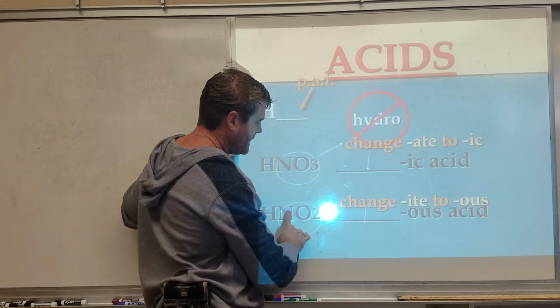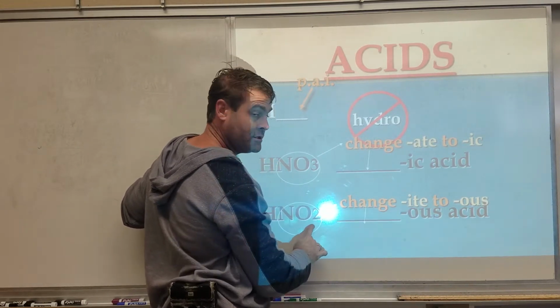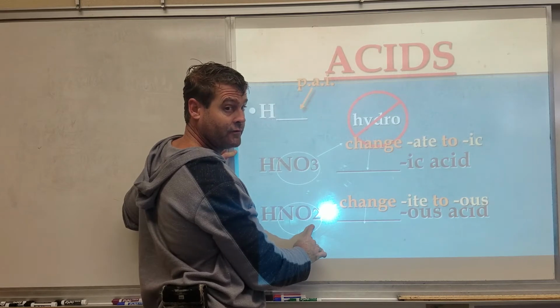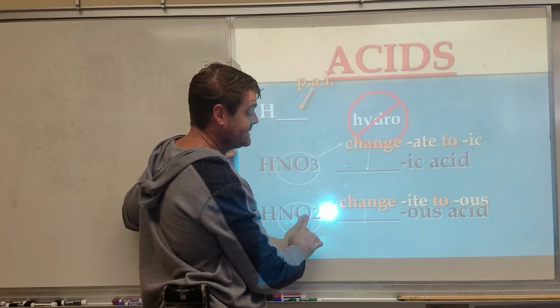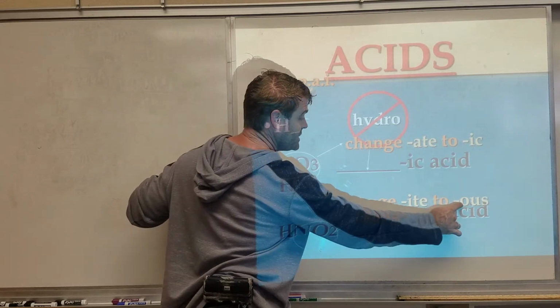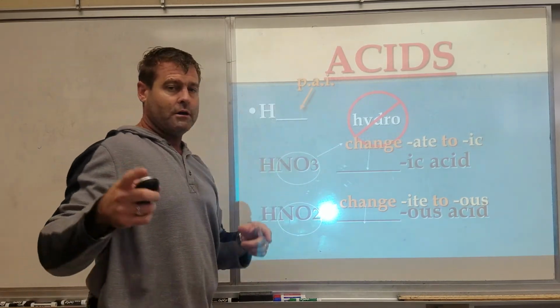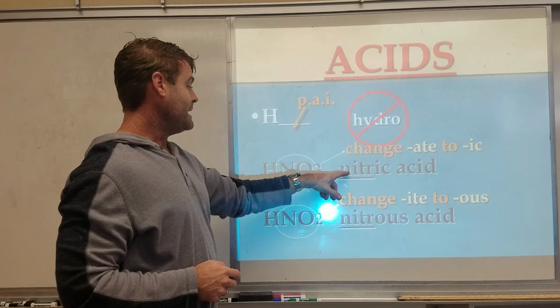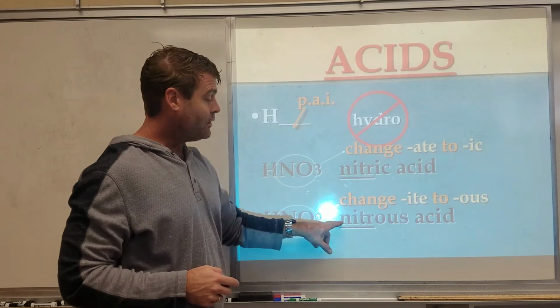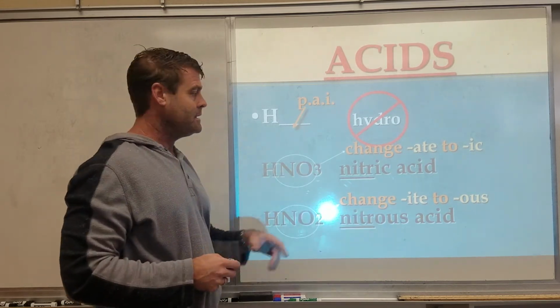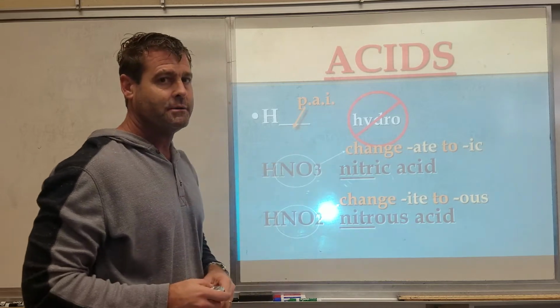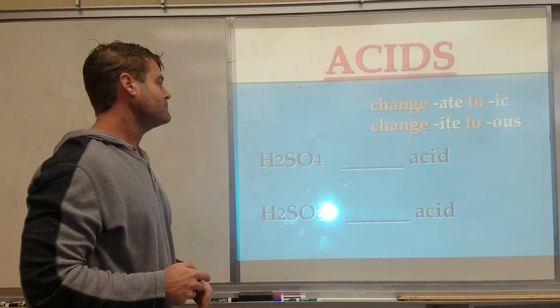If your polyatomic ion ends in ite, like NO2, which on your valence sheet is called nitrite, then if it ends in ite, you change the end to ous. That being said, what would HNO3 be called? Nitric acid. And what would HNO2 be called? Nitrous acid. So you're applying these rules, and you should be writing this down.